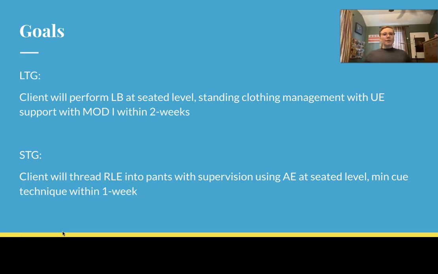So goals: client will perform lower body dressing. I apparently did not proofread my goals when I wrote my PowerPoint. I apologize for that. Client will perform lower body dressing at seated level, standing for clothing management with upper extremity support with modified independence within 2 weeks.